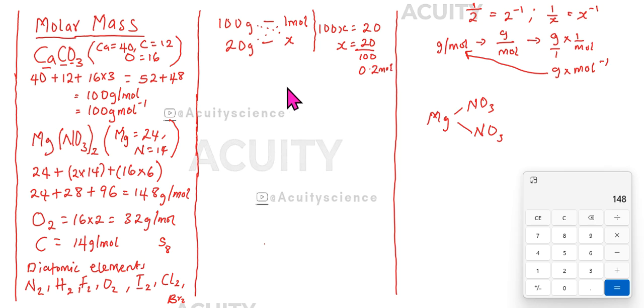Now, if you go back to this same relationship, this relationship works only for calcium carbonate. If you want moles of magnesium nitrate, you will not use 100 to 1. You will use 148 grams to 1. And that's just how it works.